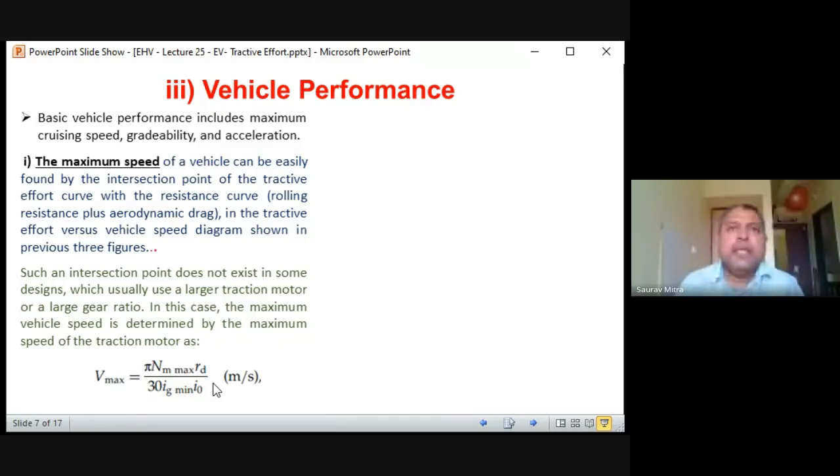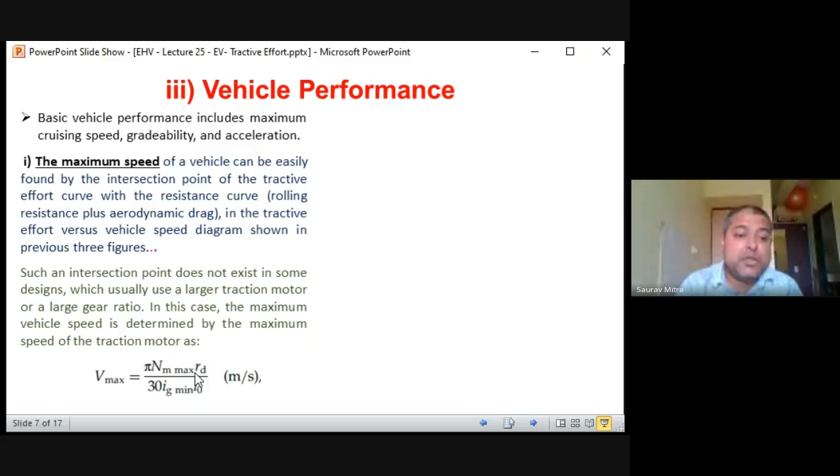So what is the Vmax? Pi Nm. Nm is nothing but the rotation of the motor. How much is the maximum rotation of the motor? So Nm max. Rd is the tire radius. We have found 30. I0 and Ig are the gear transmission ratios, Ig min and I0. So I0, Ig min, Rd are vehicle constants. And Nm max is actually the rotational speed of the motor, that is in RPM.